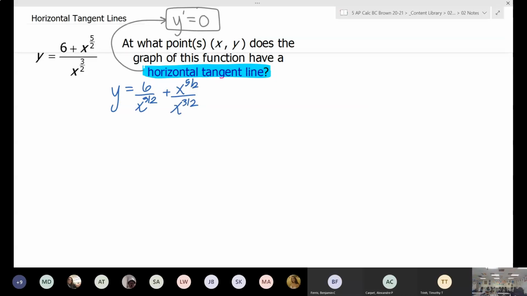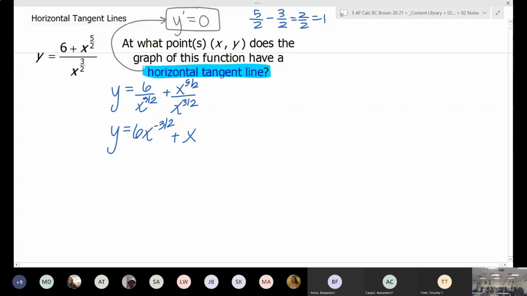So I have y is equal to 6x to the negative 3 halves plus, same base, so you subtract the exponents, 5 halves minus 3 halves gives you 2 halves, which is just 1. So that second term is just going to become x to the first power. Don't make the mistake of setting the function equal to 0. We want to find when the derivative is equal to 0.